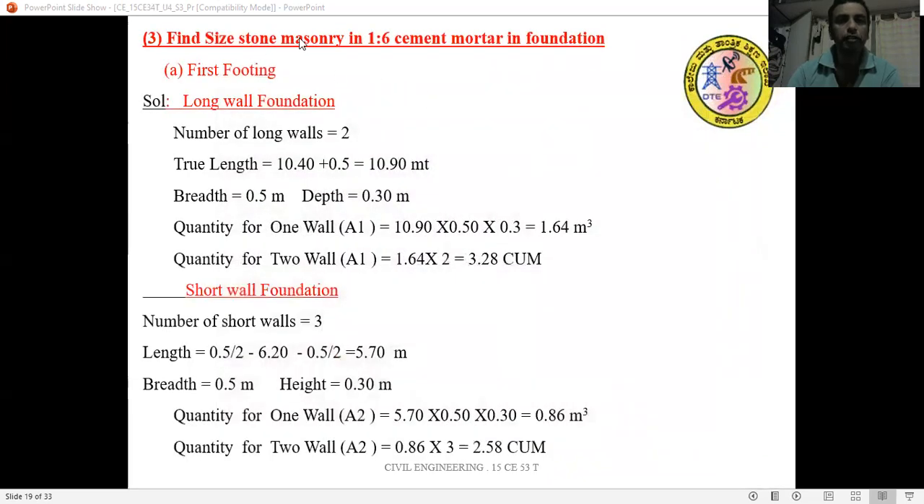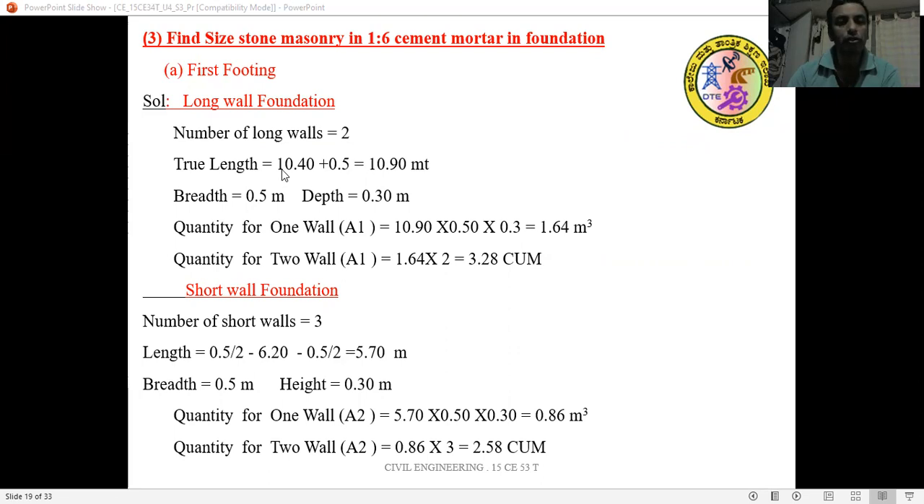Next one, to find the size stone masonry in cement mortar 1:6 in foundation. Here there are three steps of foundation visible in the drawings. We consider them as first footing, second footing and third footing. The first footing is calculated by these steps. The number of long walls is equal to 2. First you have to calculate the length of the long wall for the first footing and the length of the long wall for the second footing. You have to calculate the separate true length.